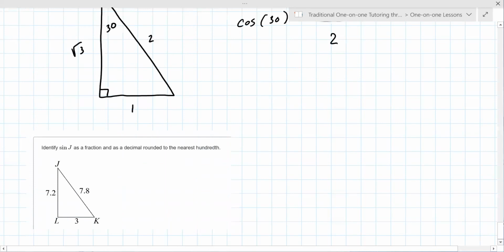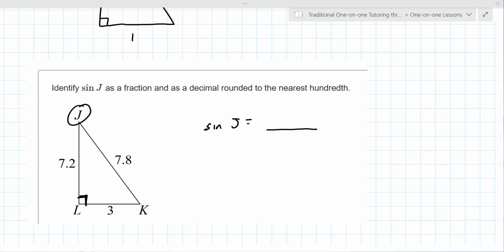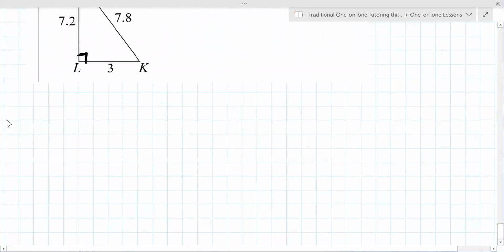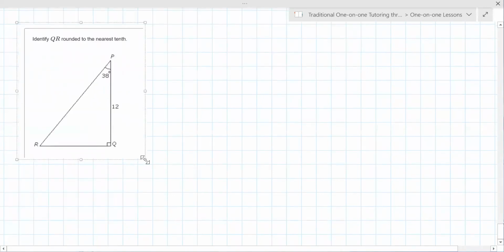Okay, let's look at this next question here. This is a right angle. Sine of J, here's J. Sine of J is what over what? Opposite over hypotenuse. Okay, so give me those numbers. 3 over 7.8. Perfect. You see how these are kind of all related? They're all kind of interconnected.